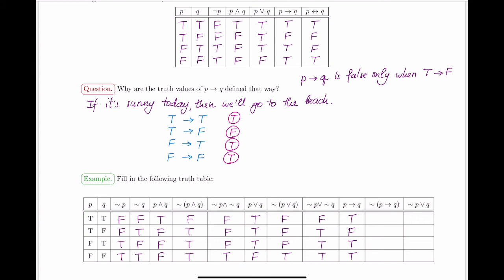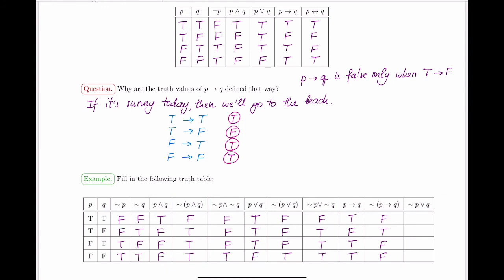Excellent. Next up is the negation of the implication. So it's the negation of the previous column, just like we've seen before in those cases, all I have to do is negate the column that came before. So I'm going to have false, true, false, false. Excellent. And the last column in this practice truth table, not P or Q.